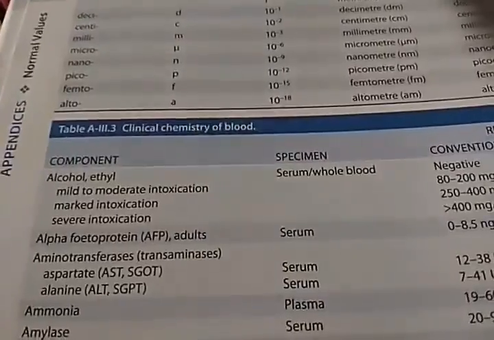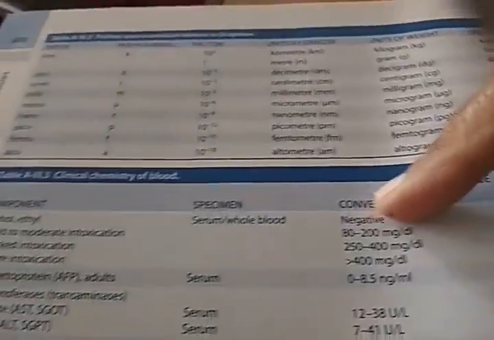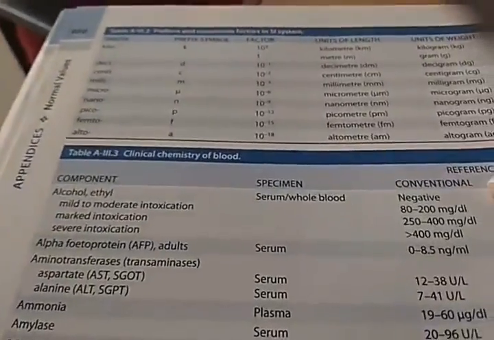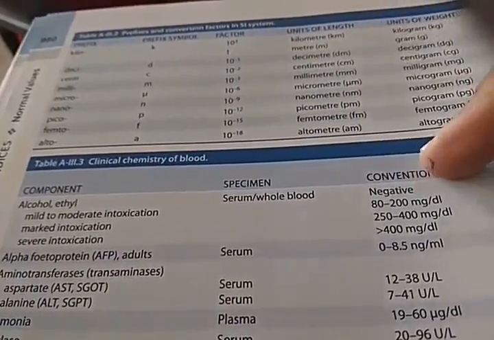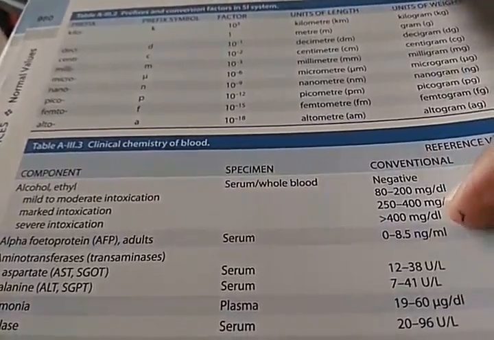Have you heard of pathological laboratories, right? There they will examine all this. Let us say they will examine the alcohol content. Conventionally, there should be no alcohol. But if somebody is drunk, then how much alcohol will there be? So mild to marked intoxication is like 80 to 200 milligram per deciliter. Severe intoxication is greater than 400 milligram per deciliter.